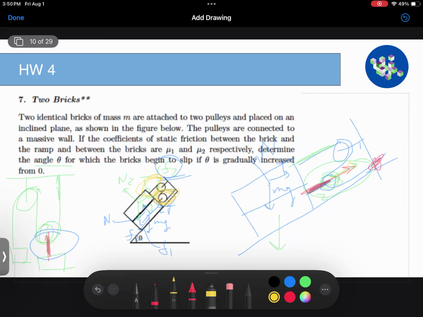Remember, let's go back to this vertical case over here. This string over here has tension. You see the one I'm highlighting in yellow right now, right? That string has tension. It's going to pull up the block with a tension force, right? That's the same thing over here.